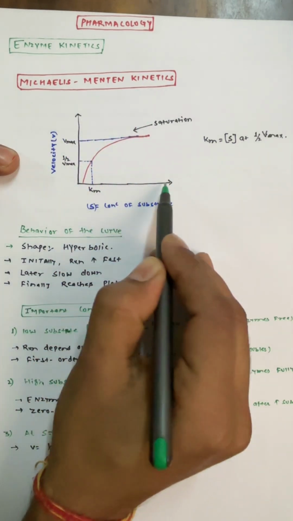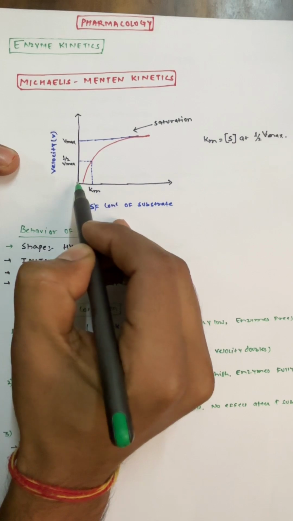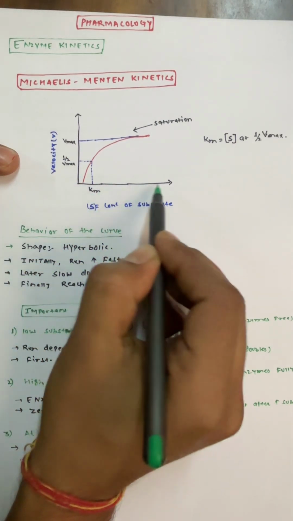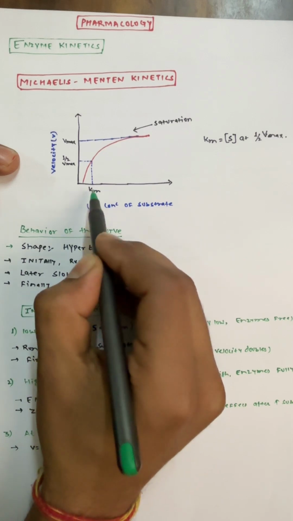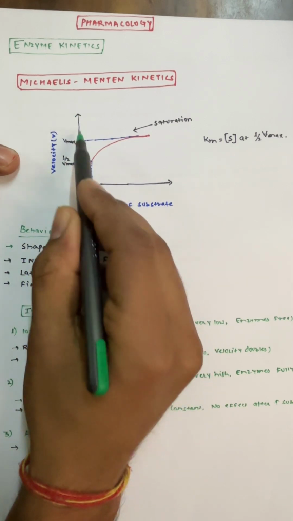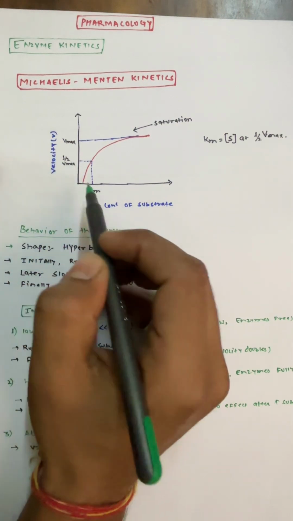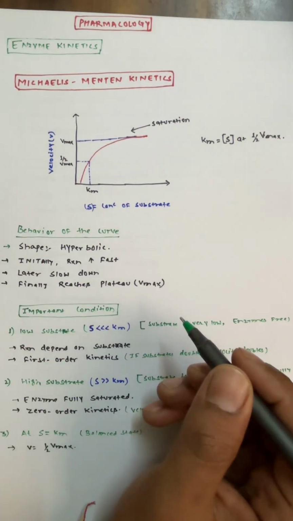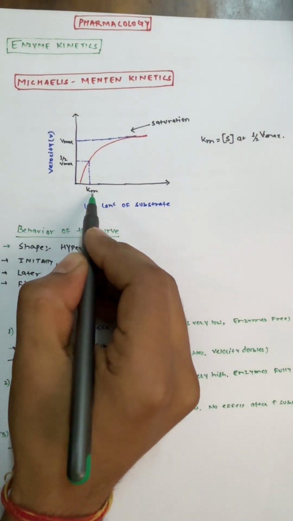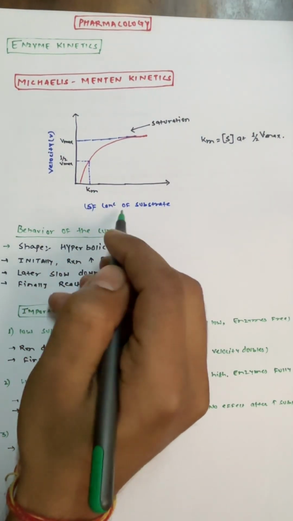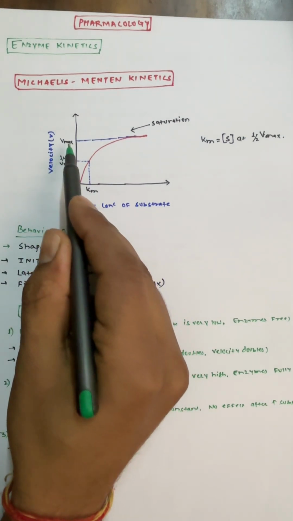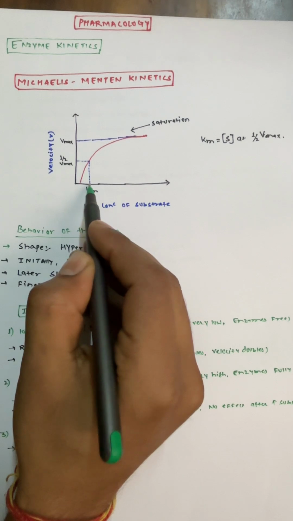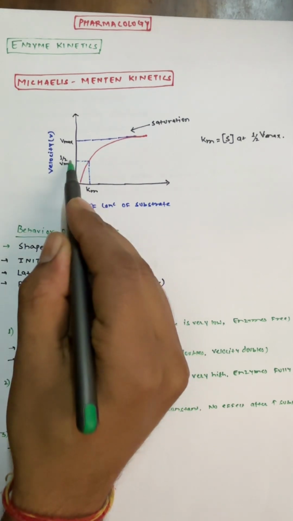This is your x-axis and this is your y-axis. The x-axis denotes the concentration of substrate, so this is S, and the y-axis defines the velocity of the reaction. Here we have written the Km. We all know Km is that concentration of substrate where the velocity of the reaction will be half of the maximum velocity. This is the point where the velocity of the reaction is half of the Vmax.